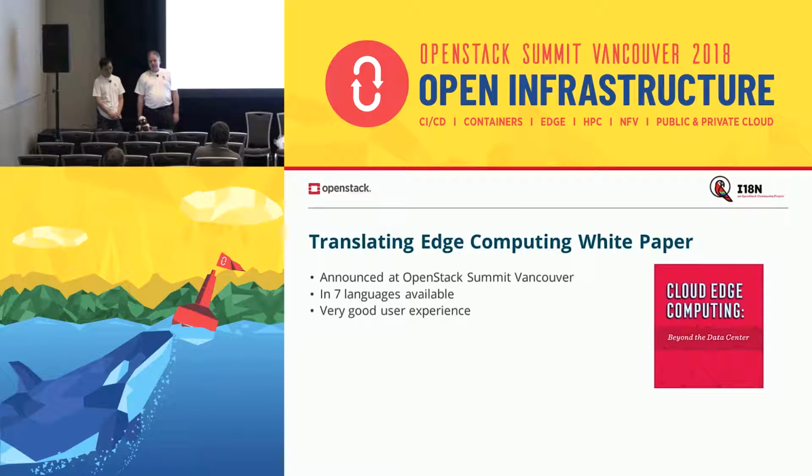Another thing is the translation of the edge computing white paper. This was also announced yesterday in the keynote, our own document that describes the work about edge computing. This document is currently available online in 2 languages, but it's already translated into 7 languages. This has been a very good experience. If you want to read something new about edge computing, you can read this in your own language.